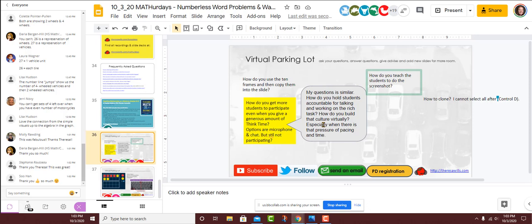So there's a couple of things that I do here. One of them you may have seen in the MATHurdays, but I also want to be very explicit about it: I personally value very different ways of seeing mathematics.